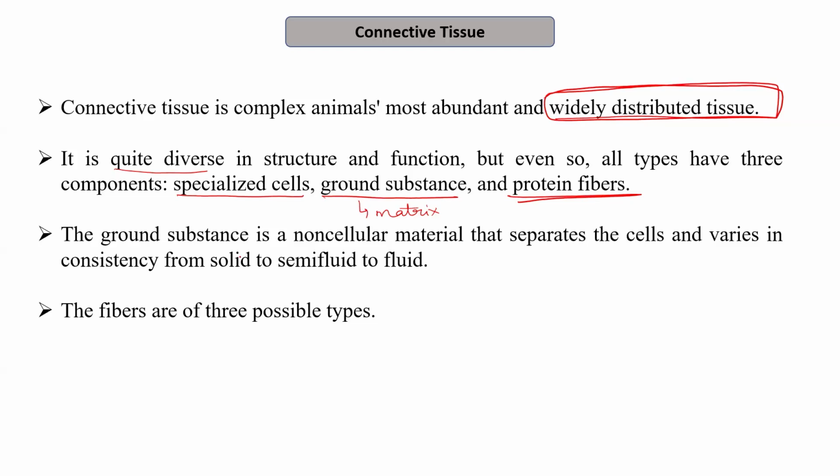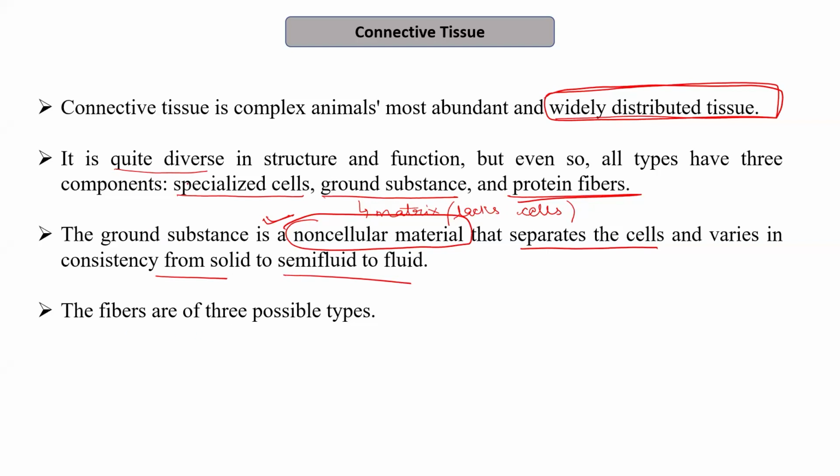So the ground substance is a non-cellular material. It does not have any cellular entity. It is a non-cellular material which helps in separating the cells and varies in consistency from solid to semi-fluid to fluid. So it is not always that the ground substance is a solid substance. It may vary from solid to semi-fluid or fluid in nature. It lacks cells, and usually it has mainly water and other inorganic or organic materials.